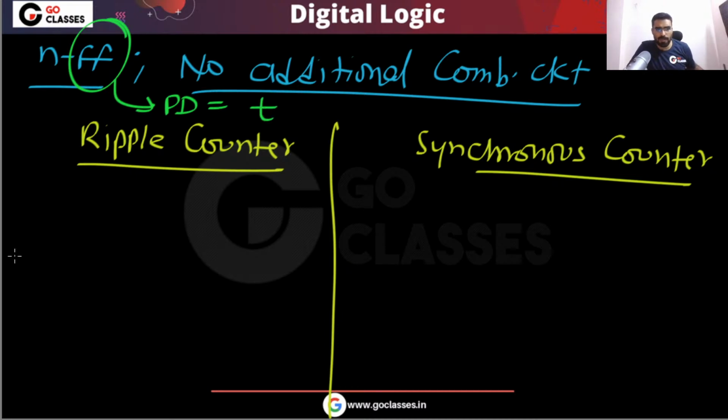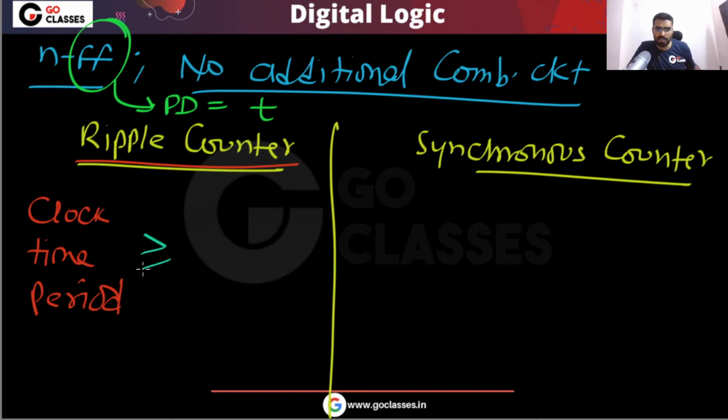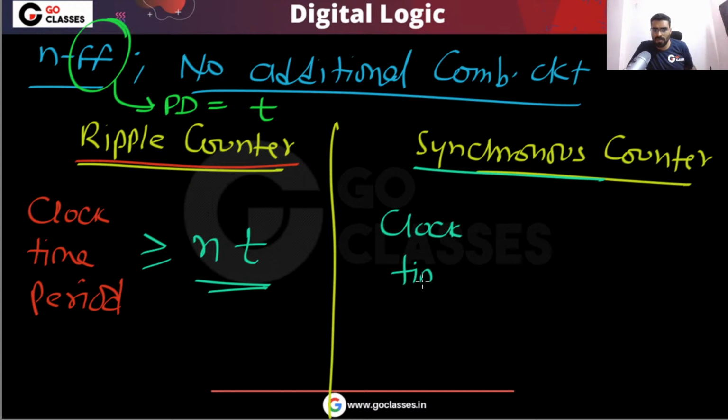Now you tell me, if you have a ripple counter, what should be the clock time period? This must be greater than or equal to n multiplied by t. And in a synchronous counter, what should be the clock time period? That should be only greater than t. It does not depend on the number of flip-flops.